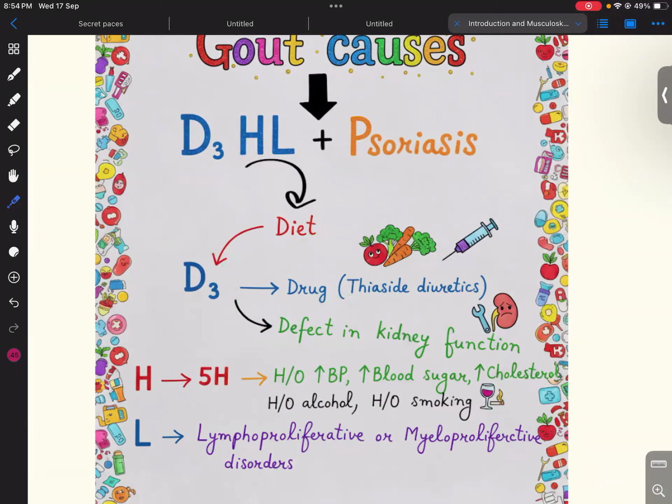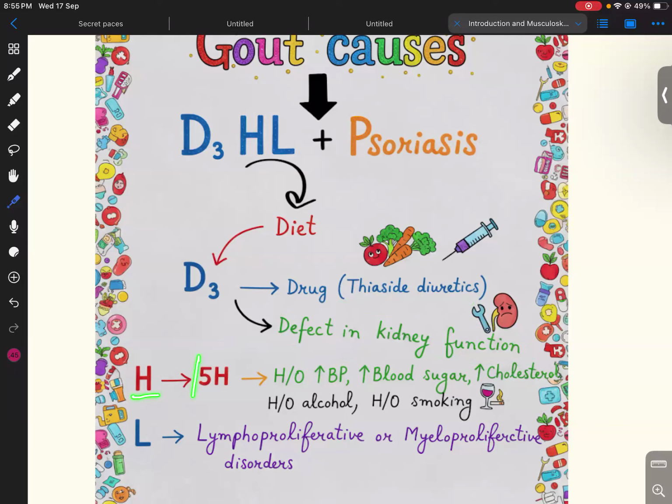So you have to ask, what about your diet? Do you take excess meat product or sea fish? You have to ask the drug history. You have to assess whether he is taking any thiazide diuretics. You have to ask about the kidney function. Any decrease in the amount of your water work. In the renal section, you have to ask what about your water work, what about the amount, color, frequency, frothiness. In that case, you will get evidence of CKD there. So CKD is a cause of gout.